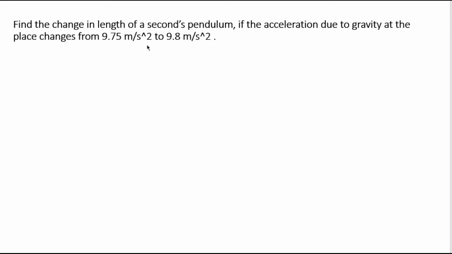Find the change in length of a second's pendulum if the acceleration due to gravity at a place changes from 9.75 meter per second square to 9.8 meter per second square. So solution, we know that time period for a second's pendulum is 2 seconds. So time period is given to us already as 2 seconds. And we know the expression for time period for any pendulum is given as T equal to 2 pi root under L by g. So we know that T is equal to 2 seconds.